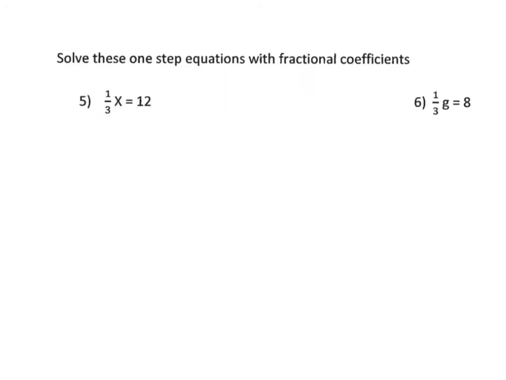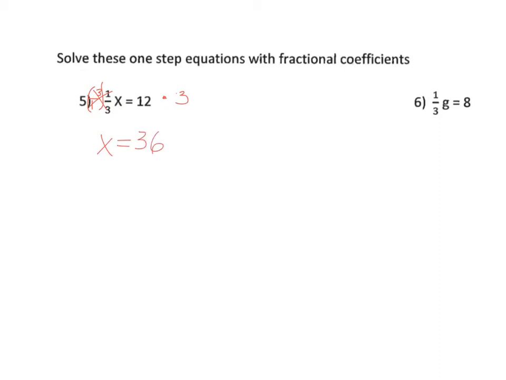Number 5, solve these equations with fractional coefficients. To get rid of the fractional coefficient, we multiply by the reciprocal. So the reciprocal of 1/3 is 3 over 1, which is the same as 3. So over here, 3 over 1 times 1/3 is 1, and 1 times x is x. 12 times 3 is 36.